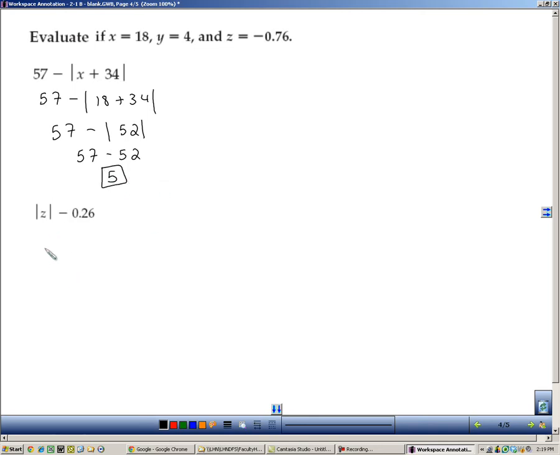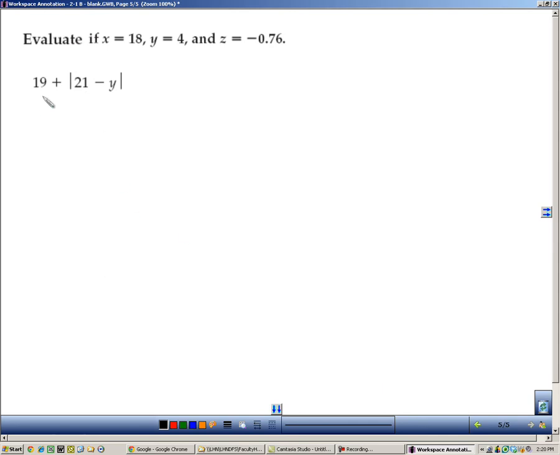Next one here, absolute value of z. Since z is negative 0.76, the absolute value of negative 0.76 is positive 0.76, because remember, absolute value represents a distance. And then 0.76 minus 0.26 is 0.5.